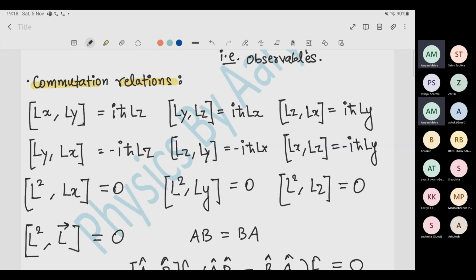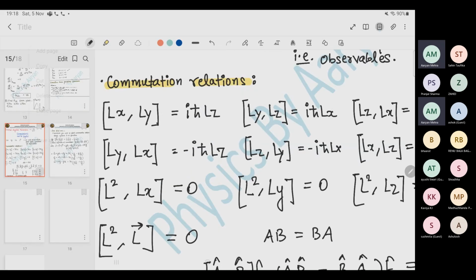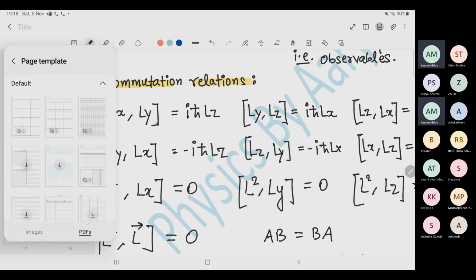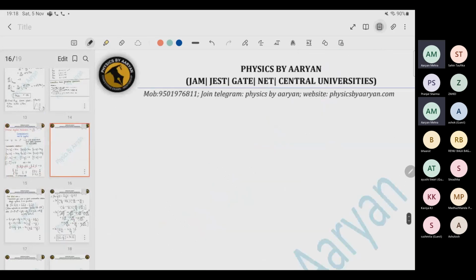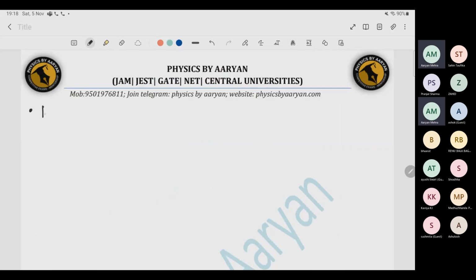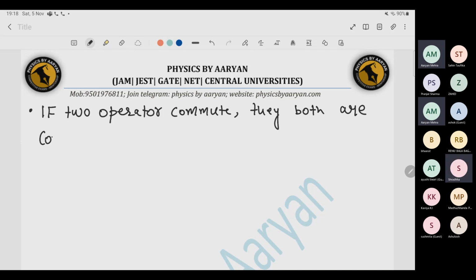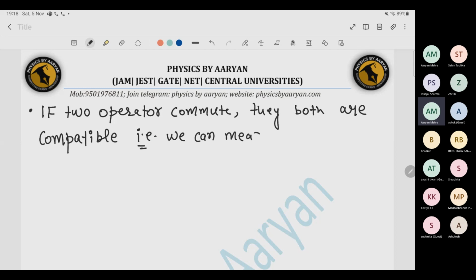I didn't mention them in the notes, so let's mention them together so that we have a very good summary point. If two operators commute, let's write that. What does it mean? They both are, tell me, compatible. That is, we can measure both of them simultaneously.